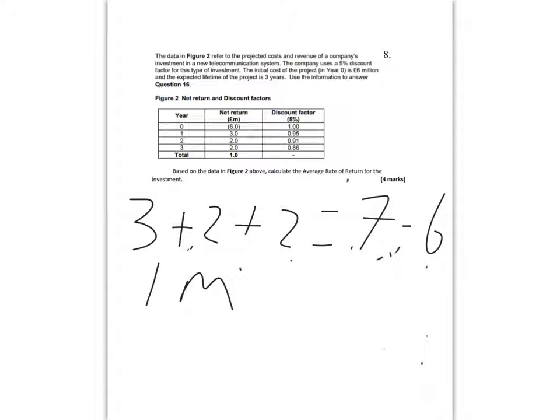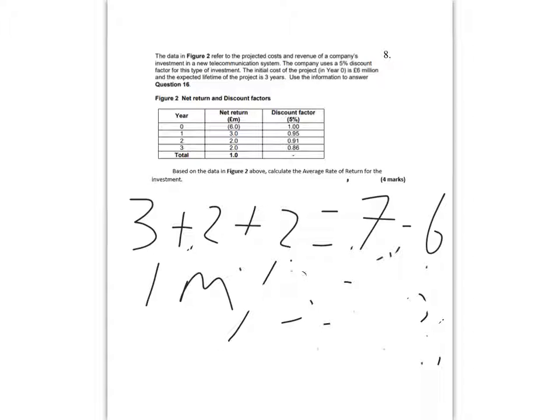However, we want to work out what the yearly profit is. So then we take the 1 million and we divide it by the number of years, which in this case is 3 years, which is going to get us an answer of 333,333. Okay, so now we've worked out what our yearly profit is, which is 333,300.